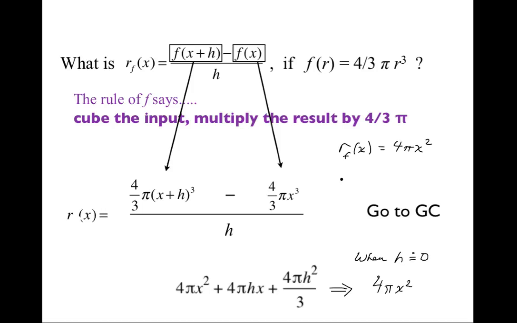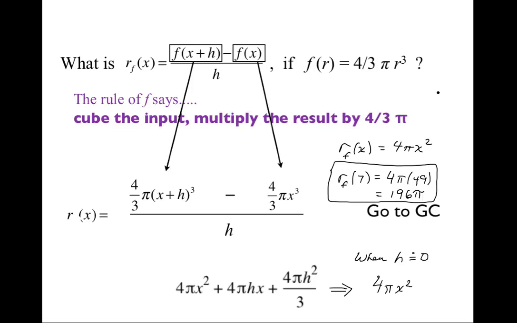Okay, so I could do something like r sub f of 7. And if I do r sub f of 7, what would that be? 4 pi times 49, or is that 196 pi? Okay, so I want you to have a conversation, and I want you to interpret r sub f of 7 equals 196 pi.